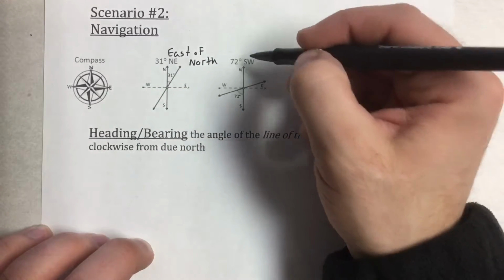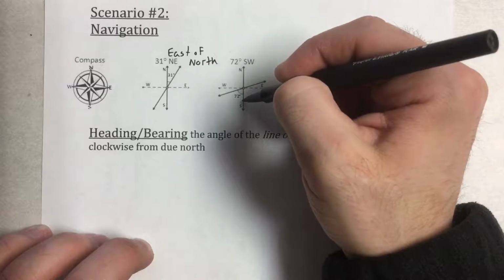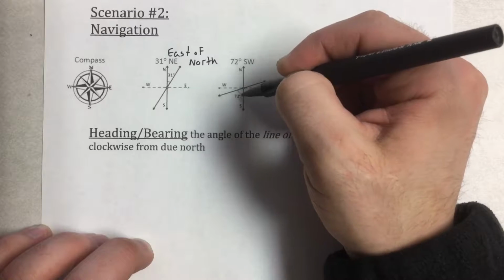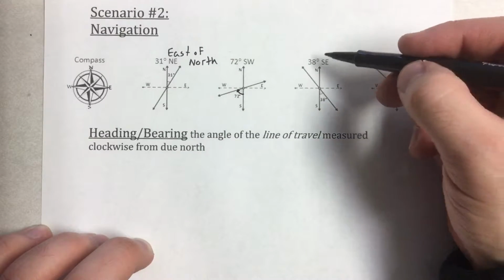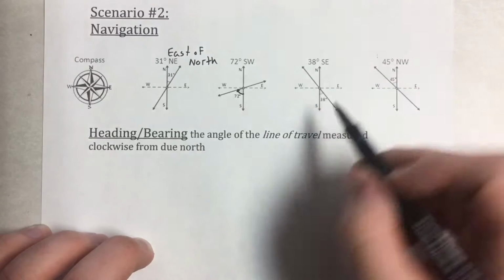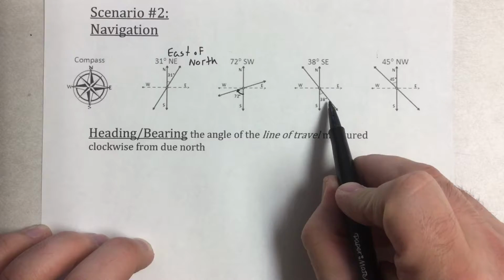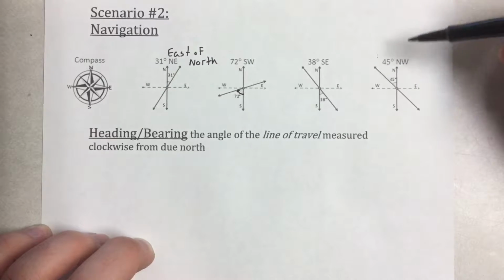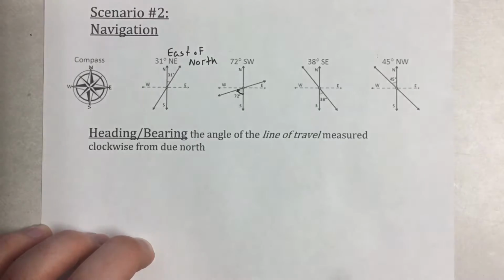And looking at the next, this would be west of south. So we're at south, 72 degrees towards the west side from south. And then 38 degrees east of south. So from south, we're going towards the east, 38 degrees. And for the 45 degrees west of north, we would go from north west 45 degrees.